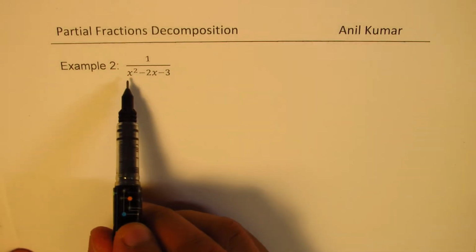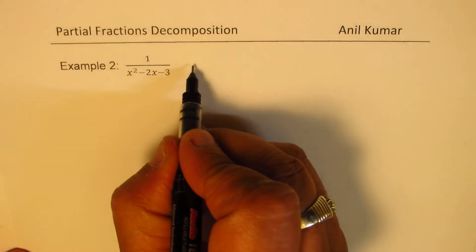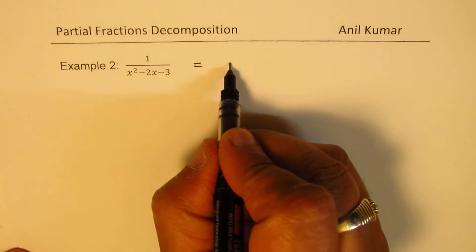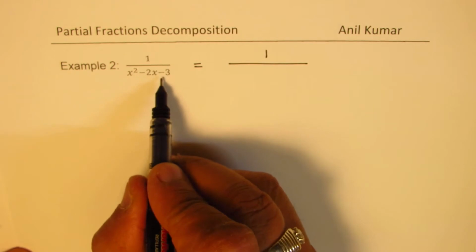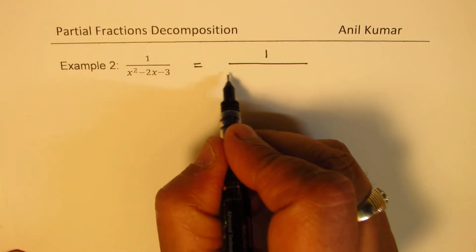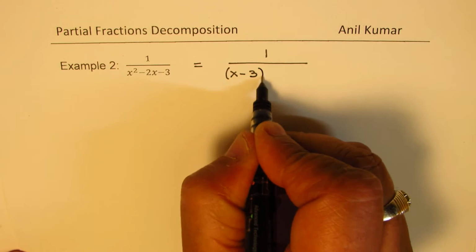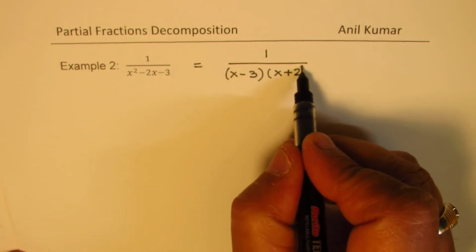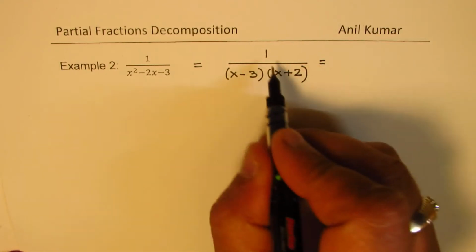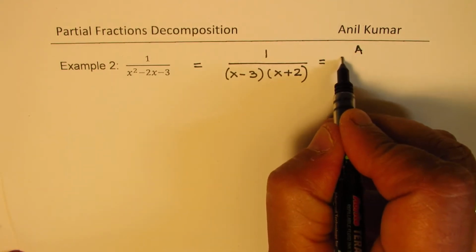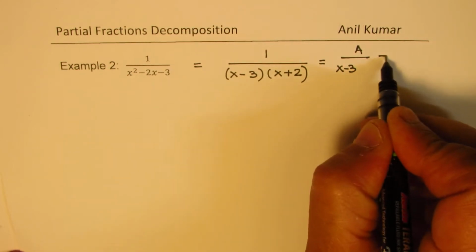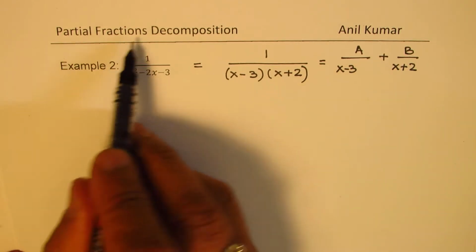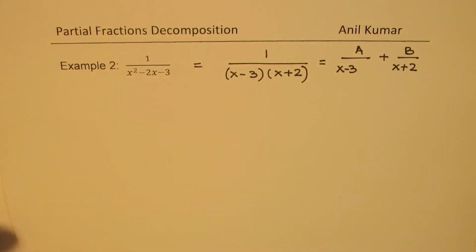Now we have 1 over x squared minus 2x minus 3. Since the denominator is not factored, we need to factor this. So I could write this as 1 over a product of minus 3, sum of minus 2. So x minus 3 times x plus 2 can work. Now this rational function could be written as a combination of a over x minus 3 plus b over x plus 2. That is partial fractions decomposition, right?